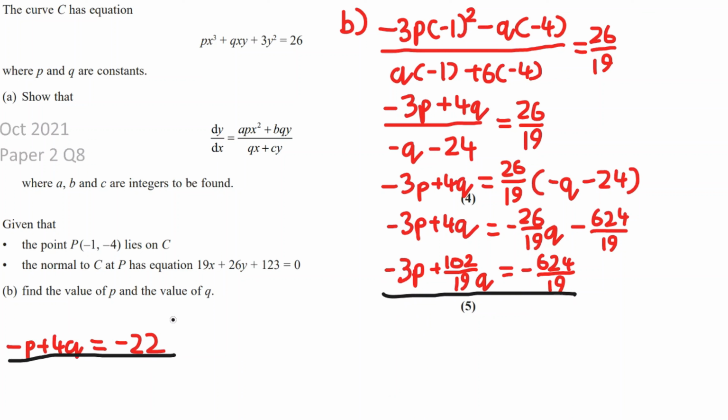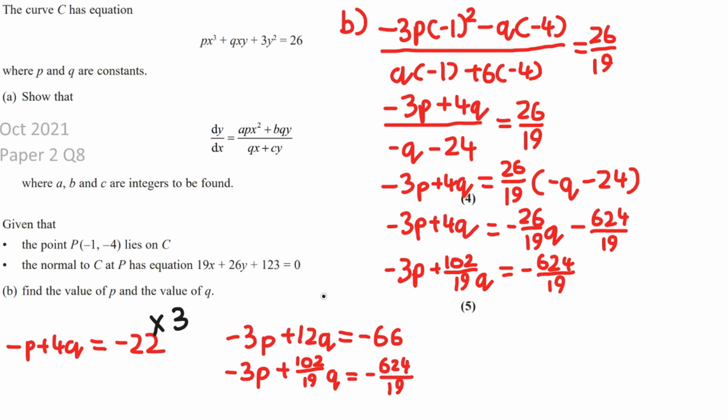Now, we've talked about before, we can either do substitution or elimination to deal with simultaneous equations. I'm just going to do elimination, so I'm going to multiply this simultaneous equation here by 3, because we have minus p here and minus 3p here. So if we multiply this whole thing by minus 3, this now becomes minus 3p plus 12q is equal to minus 66. So then these two coefficients are now the same. So if we minus this whole simultaneous equation here from this one, these two are going to cancel out.